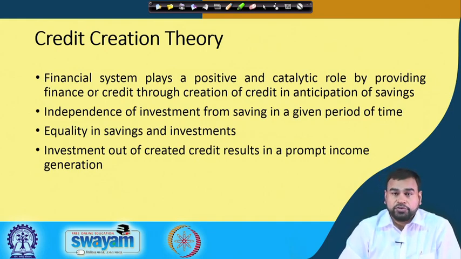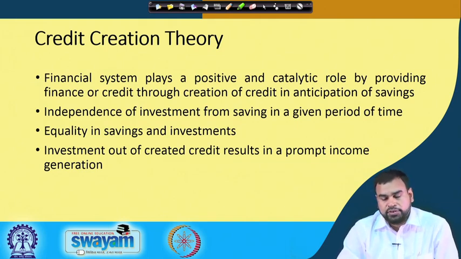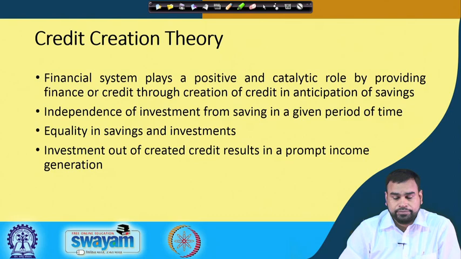That may not be possible always, that saving always affects, unless there is saving the investment is not possible. The equality of savings and investment is a question mark; savings may not always be equal to investment. Savings may be lesser than investments, and that is possible because credit creation is possible in this case, because the bank can create money.